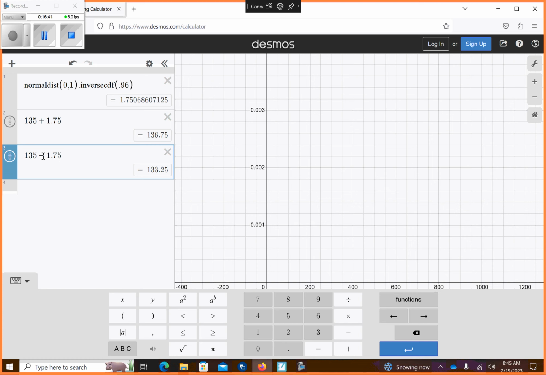And is there evidence here to counter the claim? The average Coloradan spends $140 a month on gas. So my highest bound is 136.75. So we don't, because our confidence interval is below that, there's not evidence to suggest this would take place.